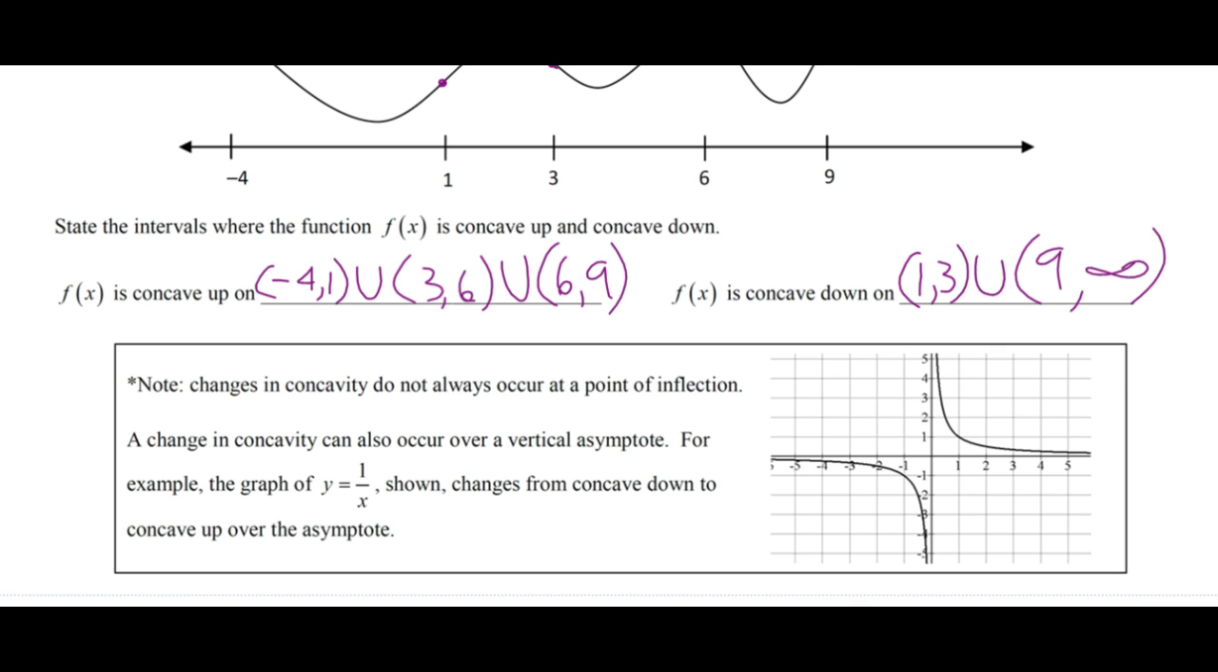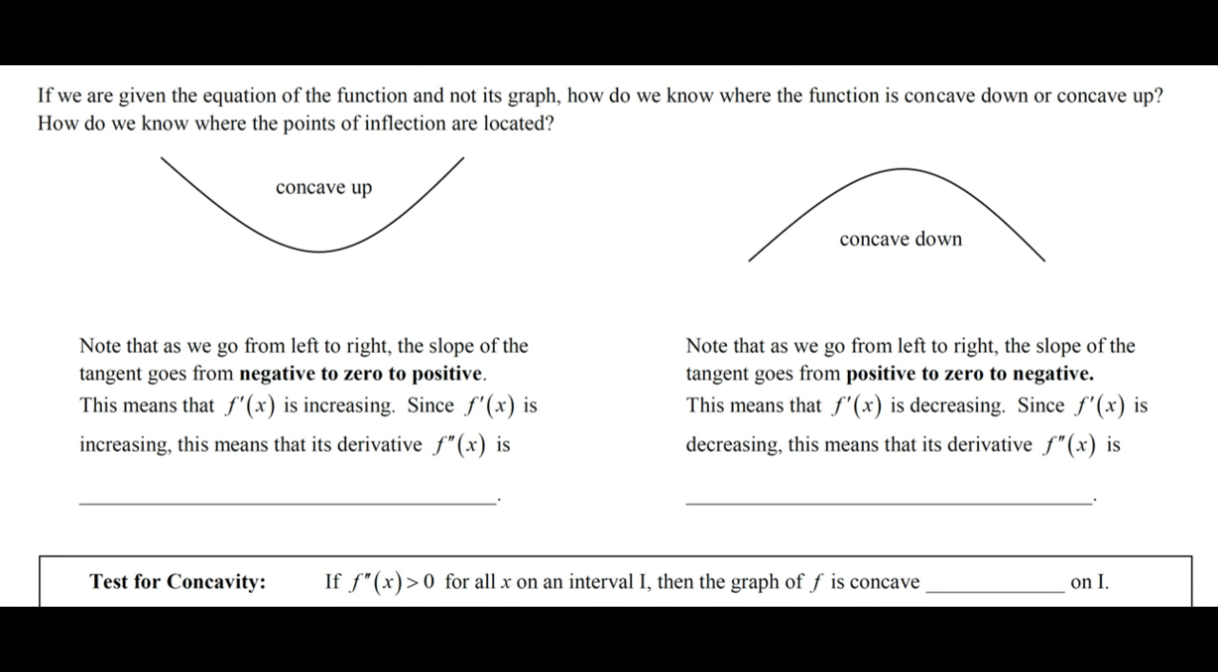Note. Changes in concavity do not always occur at a point of inflection. A change in concavity can also occur over a vertical asymptote. For example, the graph of y equals 1 over x, shown, changes from concave down to concave up over the asymptote, right? So we need to be looking at asymptotes, as that's a possible place where there could be a change.